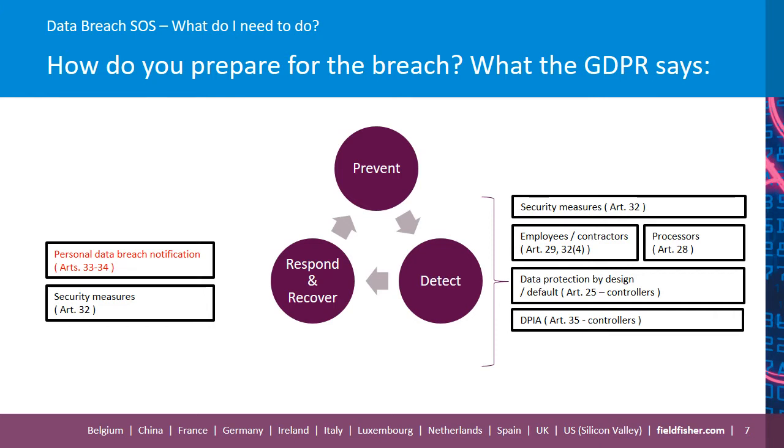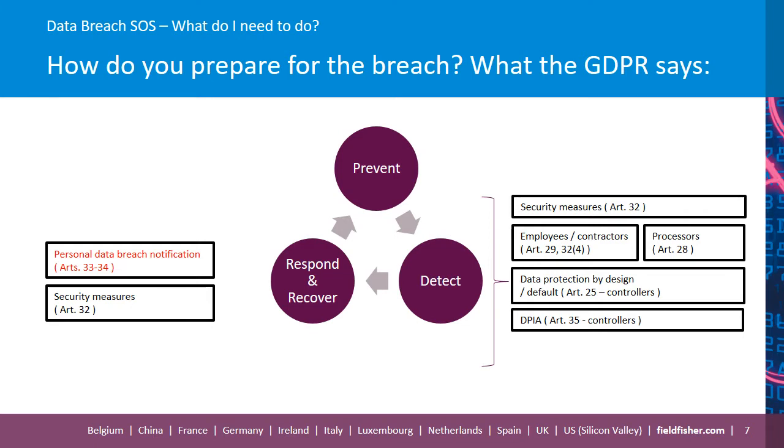So what does the GDPR say? There are the data breach notification requirements in the GDPR, and you'll find those in Articles 33 and 34. But underpinning that, there's the security measure requirement. So the GDPR requires you to have in place adequate security to protect personal data. That's technical and organizational measures. So that's Article 32. So underpinning everything, there's this security requirement.